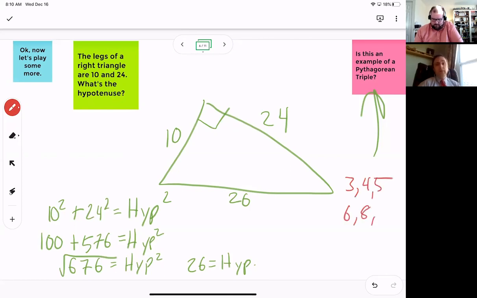3, 4, 5 is a common one. You'll see that on various standardized tests. 6, 8, 10 is the same thing. I think these are the two that we saw previously. Could be. I don't know.